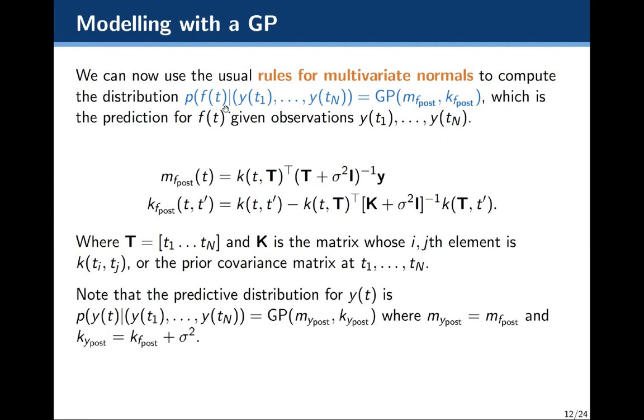Now, this is the predictive distribution for f, which is often useful, but we may want the predictive distribution for y, and it's essentially the same thing, except we add that sigma squared noise onto our posterior kernel that I've written here. The derivation of this is not too important, but it's useful to note what the forms of these things are, because we're going to be taking a look at that again later on.